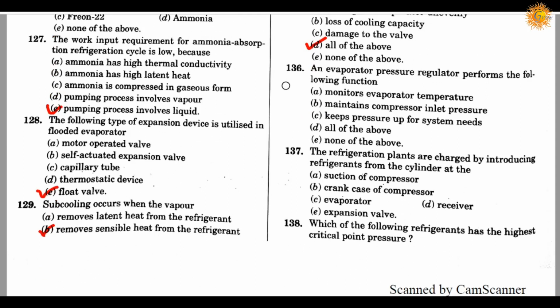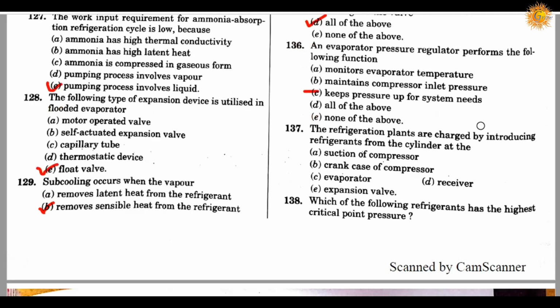Question number 136. An evaporator pressure regulator performs the following function. Option A, monitors evaporator's temperature. Option B, maintains compressor inlet pressure. Option C, keeps pressure up for system needs. Option D, all of the above. Option E, none of the above. So the correct answer will be C. Keeps pressure up for system needs.